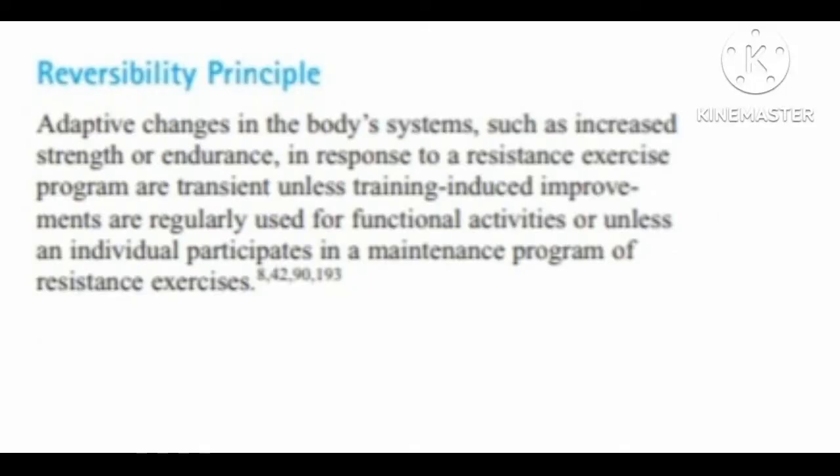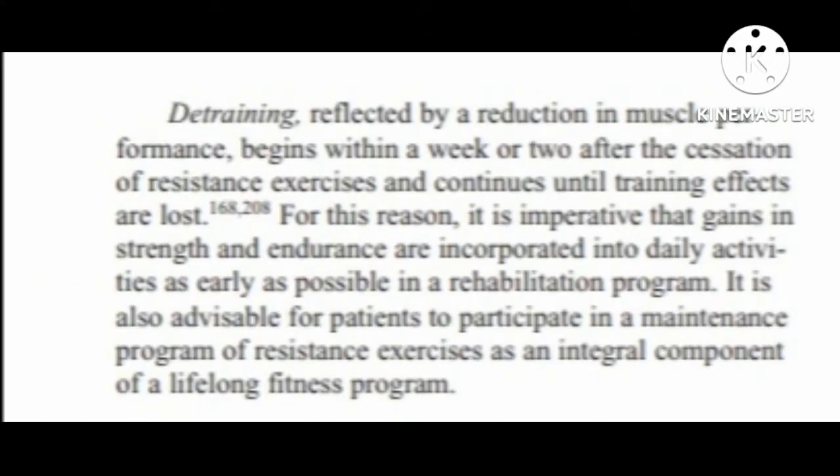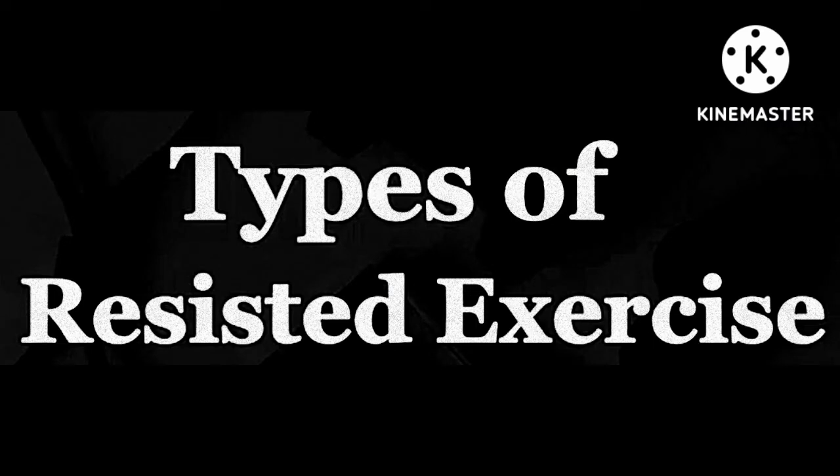Reversibility principle. Adaptive changes in the body's segments, such as increased strength or endurance, are a response to a resistance exercise program. Detraining is reflected by a reduction in muscle performance and begins within a week or two after the cessation of resistance exercise. Types of resisted exercise.